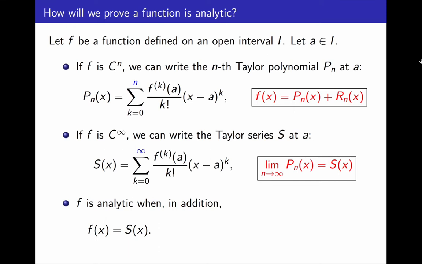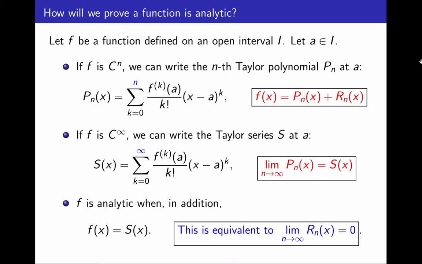Now, the Taylor series is the limit of the Taylor polynomials, therefore the error made when using the Taylor series as an approximation is the limit of the remainder of the Taylor polynomials. In other words, being analytic is equivalent to saying that the limit of the nth remainders, as n approaches infinity, must be 0. This is what we need to prove in order to show that a function is analytic.